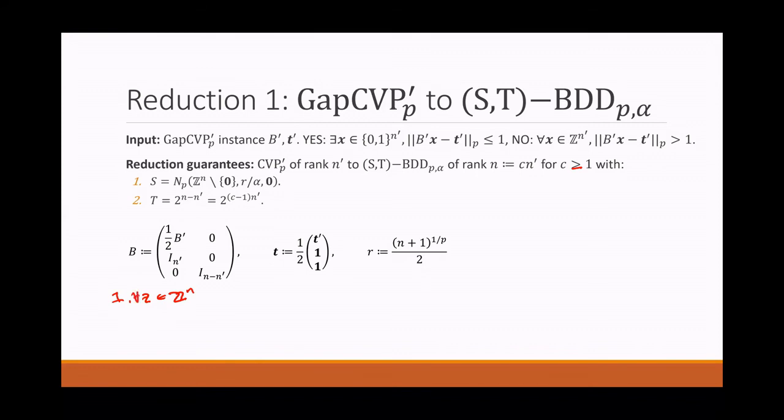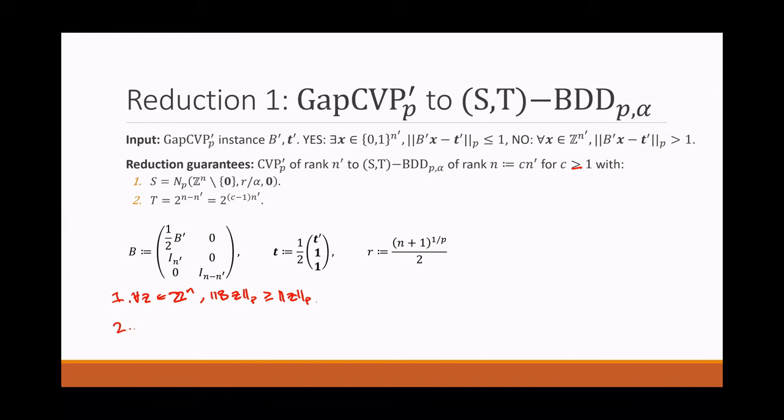And moreover, for all such z, it's easy to see that the norm of Bz has to be at least the norm of z. This follows just by projecting onto the last n coordinates of Bz. Okay, so that's why item 1 holds. Notice that this doesn't require B', T' to be a yes instance of gap CVP', and just generally holds. So why is the second item true?